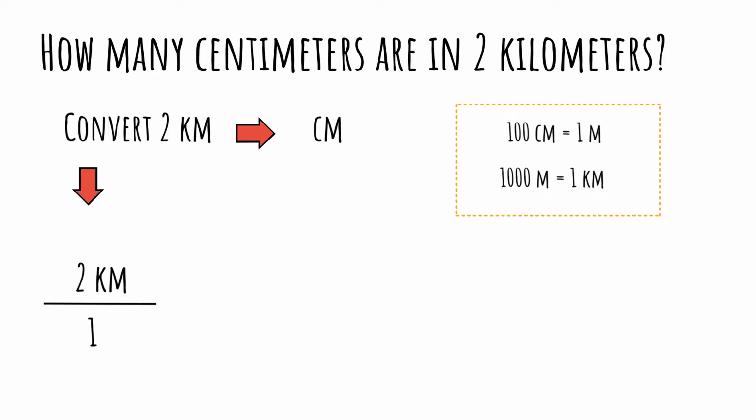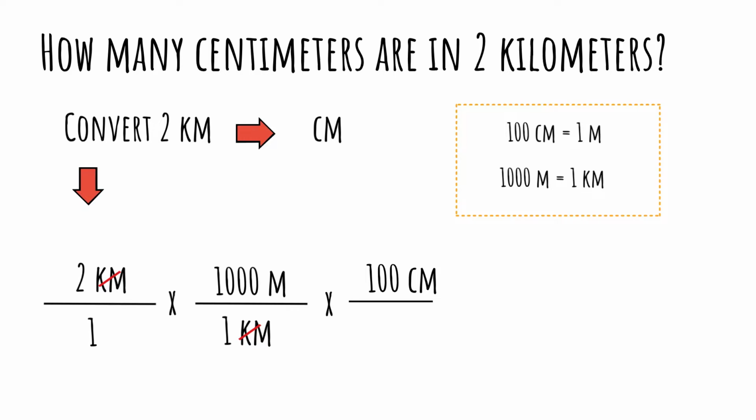And we're going to multiply by 1,000 meters over 1 kilometer because that puts kilometers in the denominator of the second fraction, because we had kilometers in the numerator of the first fraction. So then we're able to cancel both of those units of measure out. Now we need to convert from meters to centimeters. So we're going to multiply by 100 centimeters over 1 meter because it puts the meters in the denominator of the next fraction. That allows us to cancel out meters in both of the fractions as a unit of measure, and it leaves us with a unit of measure of centimeters. When we multiply everything together, 2 times 1,000 times 100 gives us 200,000 centimeters in 2 kilometers.